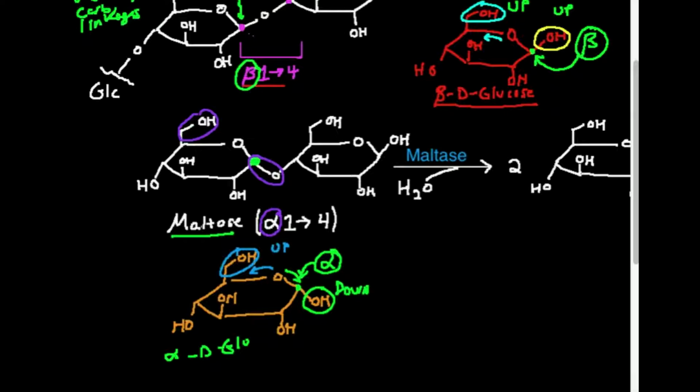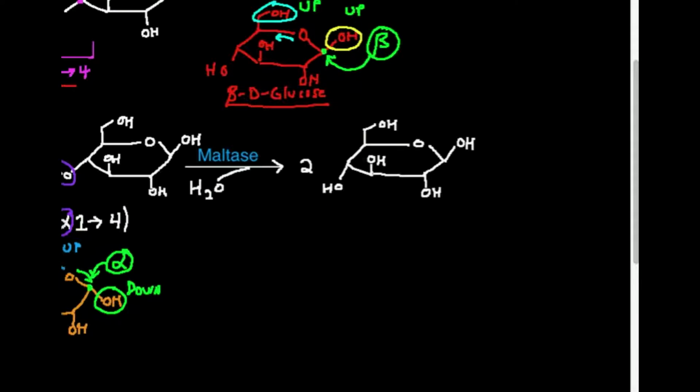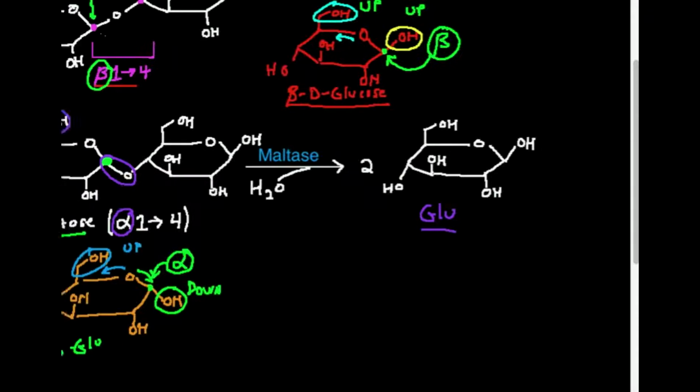But the point is, humans do have enzymes to break alpha linkages. Okay, if this is the carbohydrate or disaccharide maltose, we have an enzyme called maltase to break it down. And since this is two glucoses bonded together, when we break it, we just get two glucoses back. So this is glucose, okay? We get two of those back, all right?